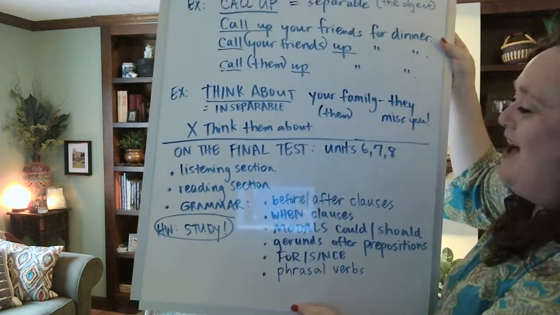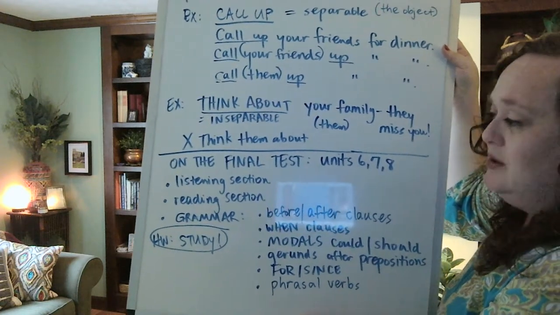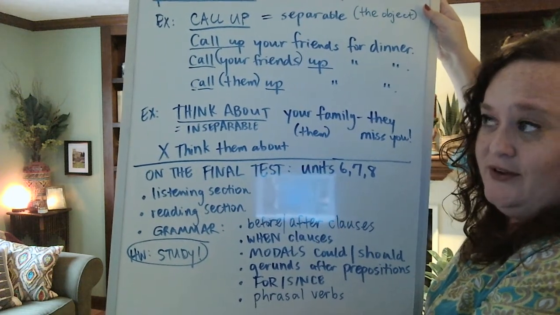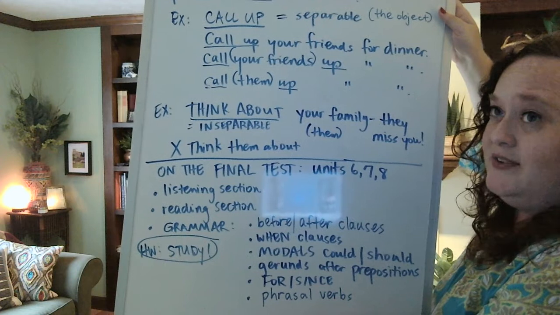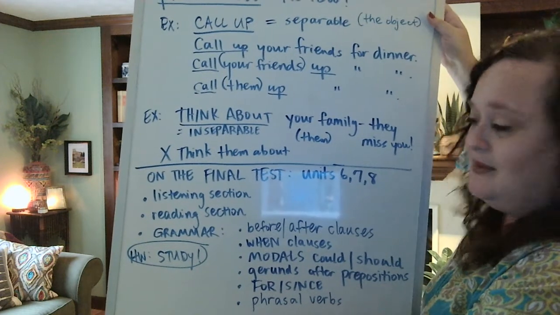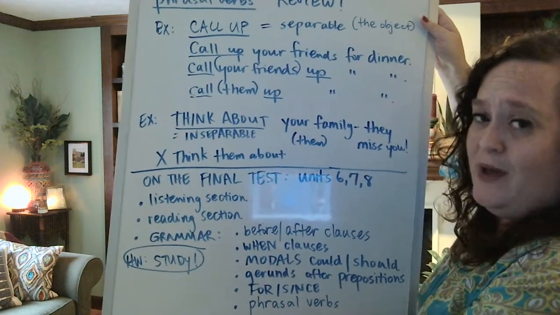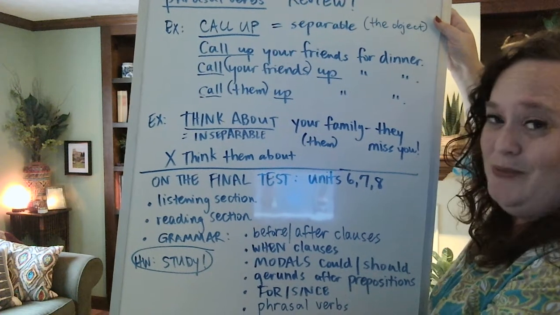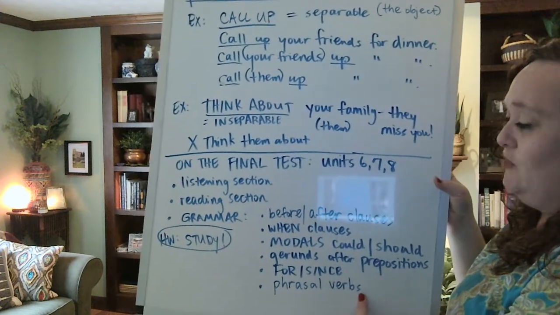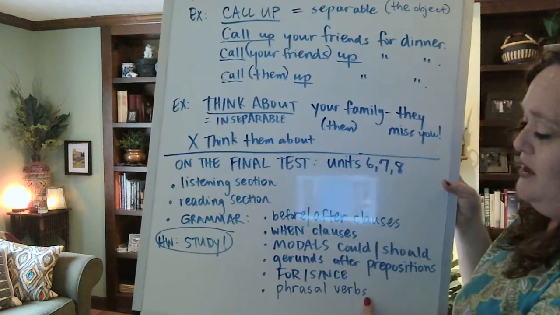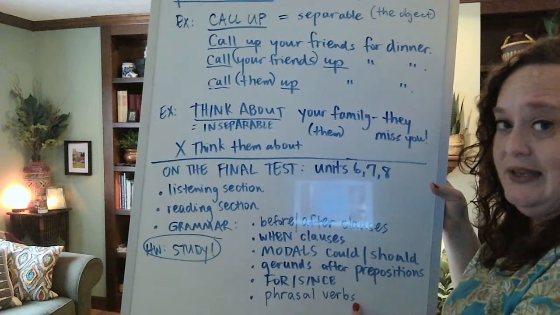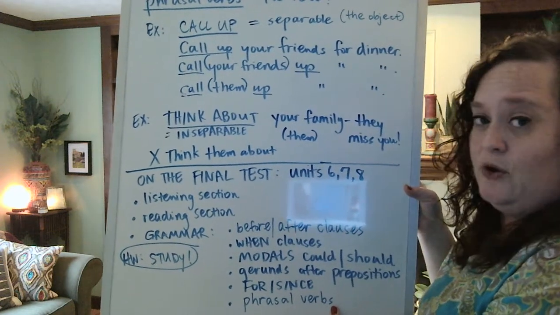Okay, so we will, like every test, have a small listening section, and I will choose one of the chapters, either 6, 7, or 8, one of the similar topics for the listening part. We will have a reading section. Usually everybody does so well on the reading part, so don't be worried about that. Now the grammar section, we have studied quite a few things in those 3 chapters, so I will probably pick and choose a little bit from all of the different grammar lessons.